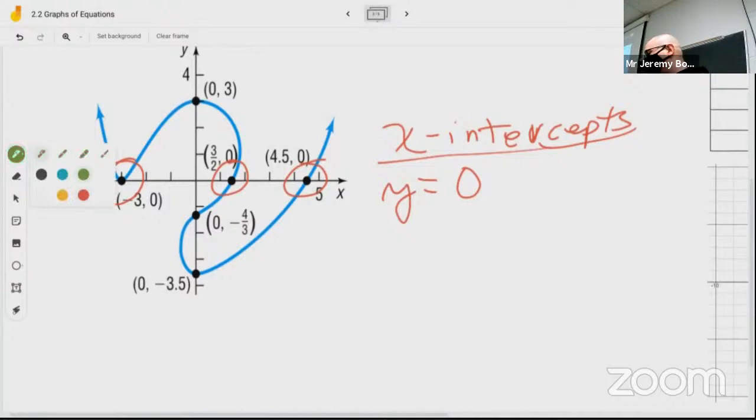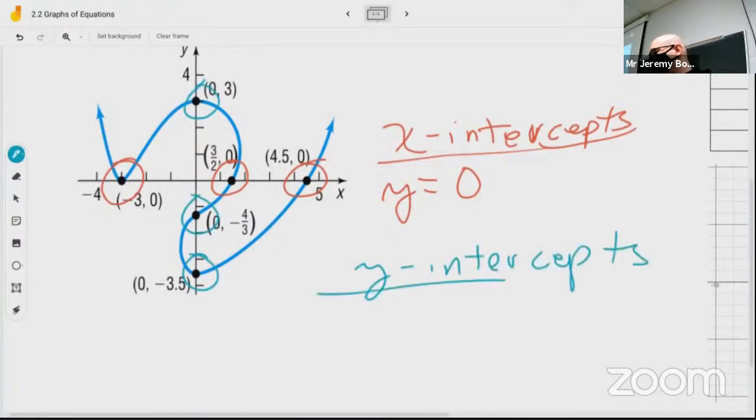If we take a look at our y-intercepts, do you notice anything in common with those? The 0 value for x. You have 0 comma negative 3.5, 0 comma negative 3/4, and 0 comma 3. So the x value will always be 0 for the y-intercept. So the opposite variable will be 0. You start thinking about more dimensions, basically all the other variables will be 0. That's outside the scope of this class, but just in case you want to think about it.